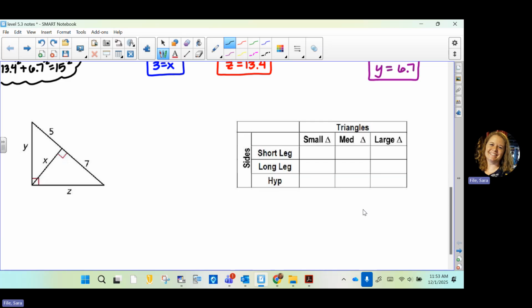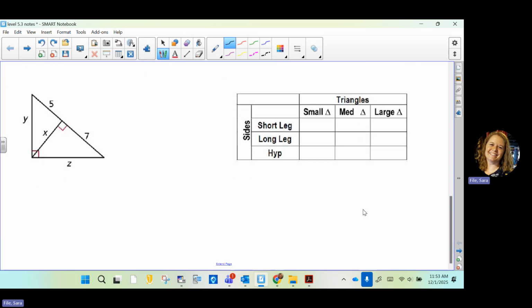Okay, I'm going to do one more like this. So we have to label and fill out our table.